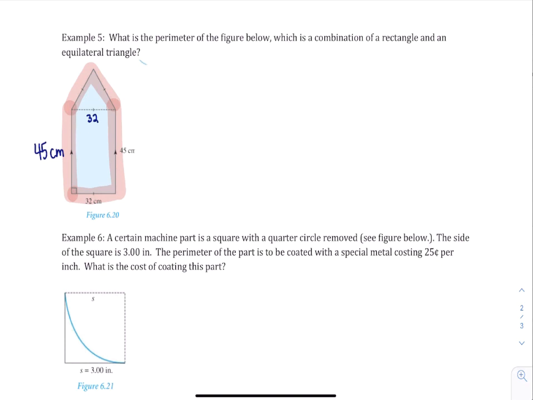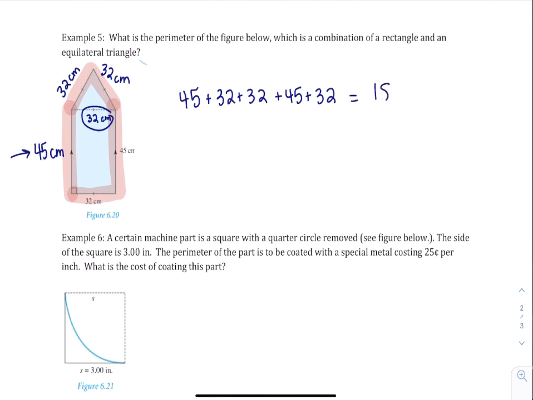Since one side is part of the rectangle, we know that the side down at the bottom is 32 centimeters, and it's an equilateral triangle, making all of the sides 32 centimeters. To find the perimeter, we will add up the outside values. I'm going to start on the side here, 45 plus 32 plus 32 plus 45 plus the last 32. Notice I never included that side because that's not actually on the outside of this figure. Our total perimeter is 186 centimeters.